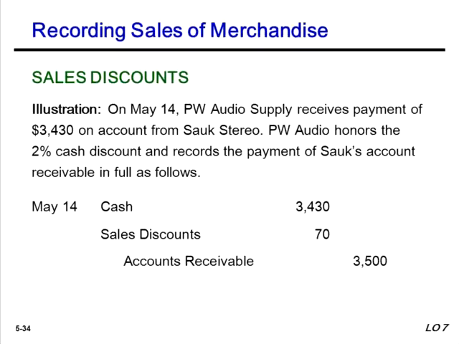Alright, PW would like to speed up the cash flow. So PW receives payment of $3,430 on account from SOC. PW honors the 2% cash discount and records the payment of SOC's account receivable in full as follows. PW offered that discount to speed up the cash collection process, and SOC took them up on that. So from the point of view of PW, they're going to debit cash for $3,430, debit sales discounts for $70, and credit accounts receivable for $3,500.